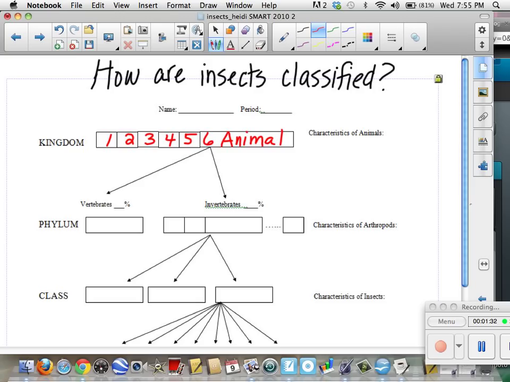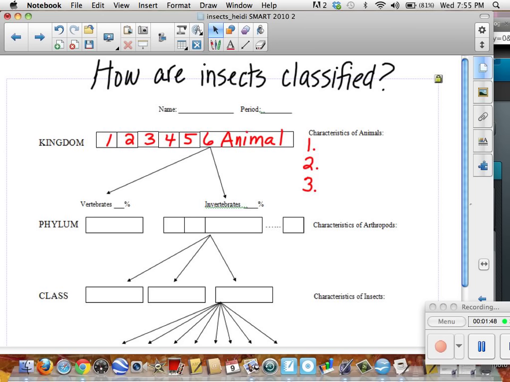And when we're dealing with the animal kingdom, we're going to watch a little video clip and we're going to deal with 3 characteristics of animals. And from doing your 6 kingdom visual, you should know what 3 characteristics of animals are, but let's just be reminded by what we're going to see next.